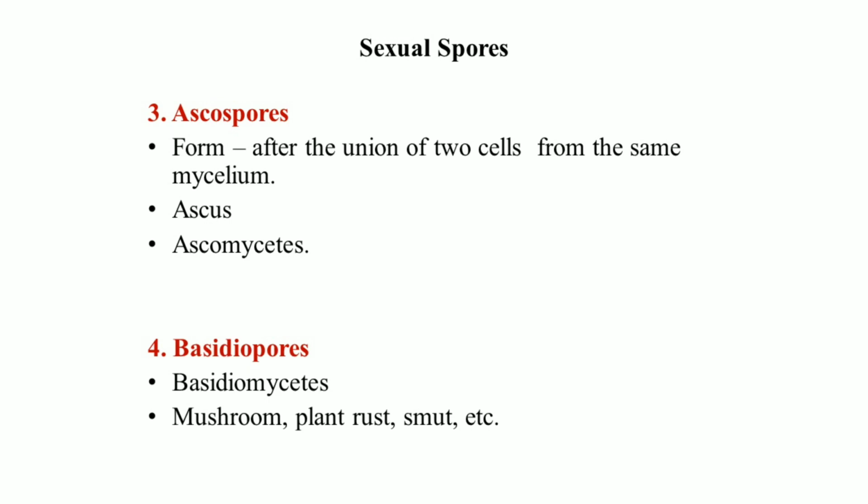Basidiospores. They are produced by basidiomycetes, for example mushroom, plant rust and smut. Specialized structures. Special mycelial structures or parts are helpful in the identification of mold.